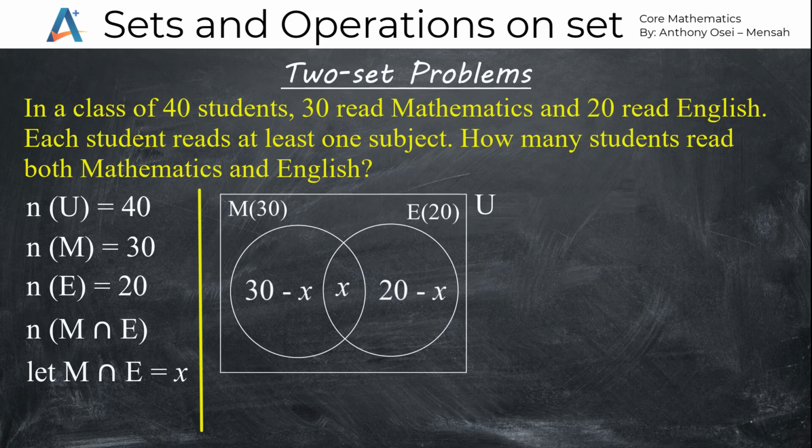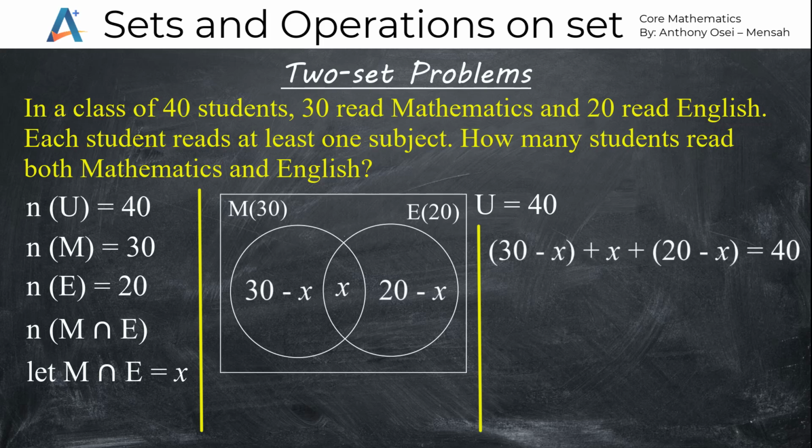Now everything in this diagram should sum up to the universal set, which is 40. So we add everything to be equal to 40. We have 30 minus X in the first region, and then this region here is plus X, that is the intersection. Then the third region, which is 20 minus X. Everything in the three regions must sum up to 40.